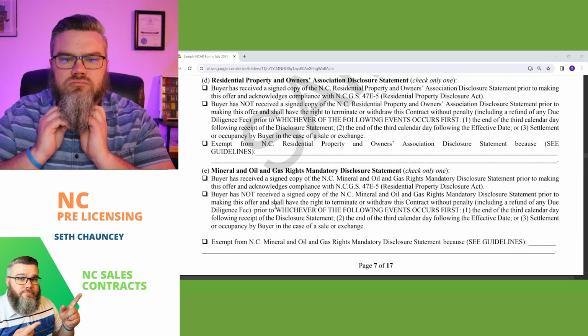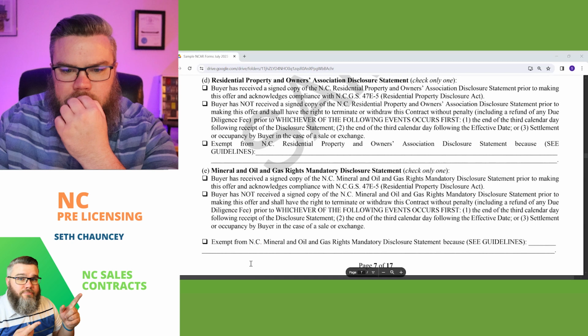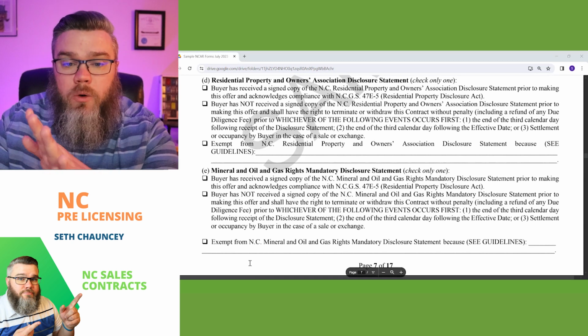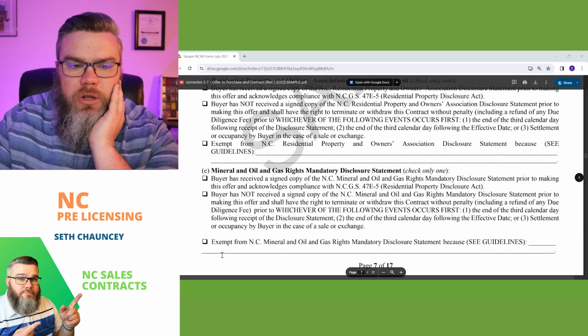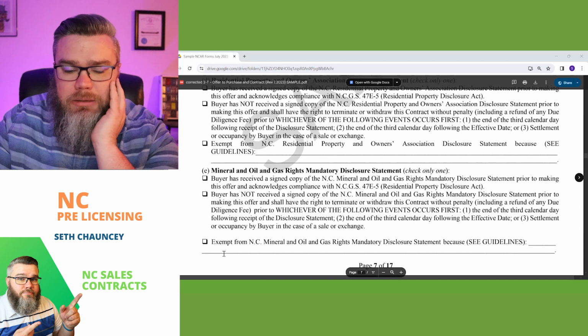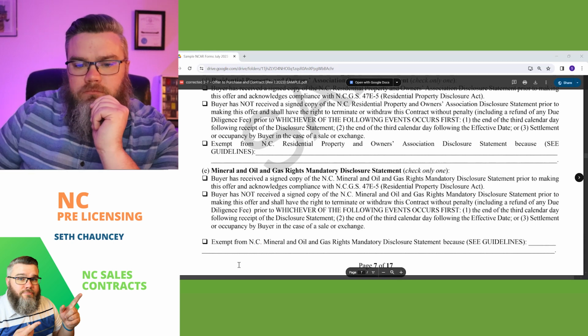So you said they have not received the RPODs and the MOG. It's not either or, it's both. They have to get both. If they haven't received one or the other, they have this protection. So even if only one's missing, let's say they get the RPODs but not the MOG, but the MOG was required, they would have the right to back out within that 3-day period.